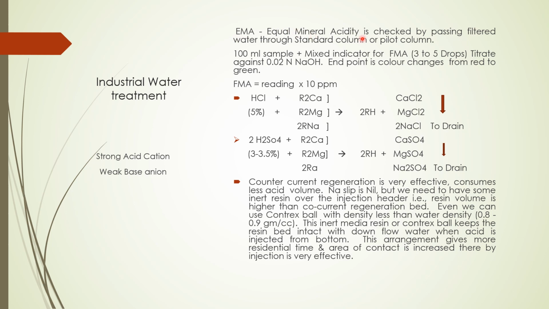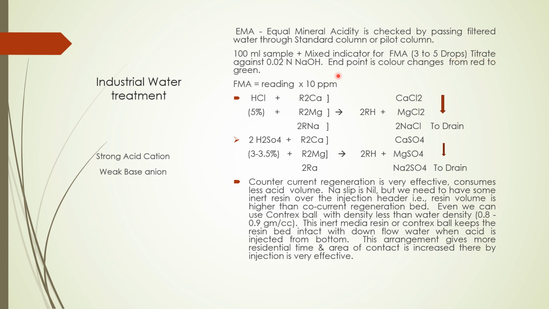FMA, free mineral acidity, is checked by passing the filtered water through a standard column or pilot column in the laboratory. A 100 ml sample is taken and mixed. It is added with mixed indicator for FMA, 3 to 5 drops. Then the sample will become red.